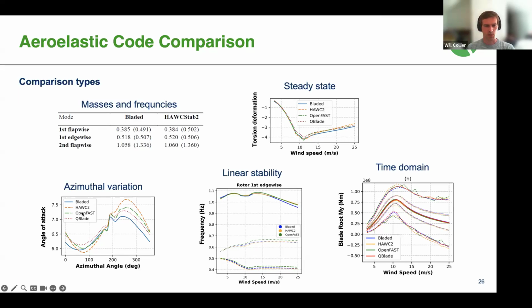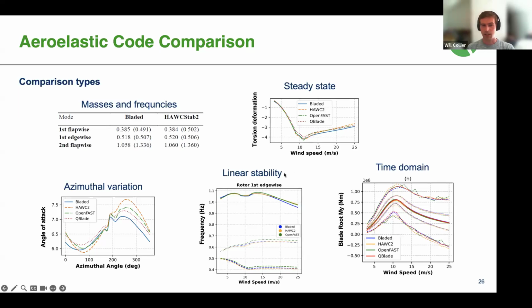In the bottom left, we've looked at azimuthal variation. So how do the loads and deflections and angle of attack and so on vary as the rotor rotates, as the loads change on each blade. The next one, linear stability analysis.